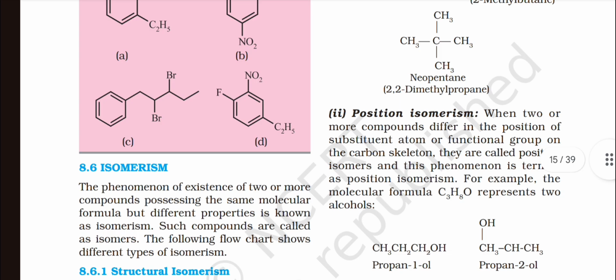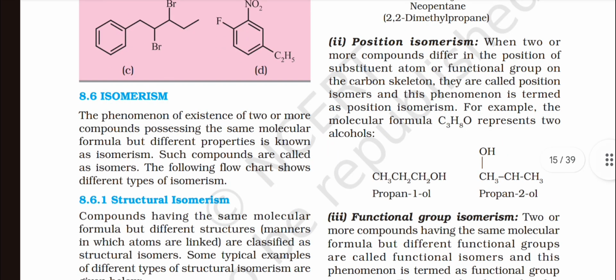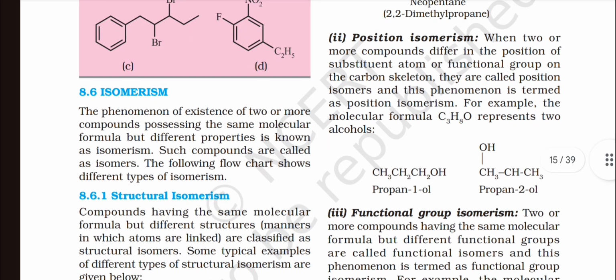Position isomerism: when two or more compounds differ in the position of a substituent atom or functional group on the chain skeleton, they are called position isomers, and this phenomenon is termed position isomerism. For example, the molecular formula C3H8O represents two alcohols: propan-1-ol and propan-2-ol.